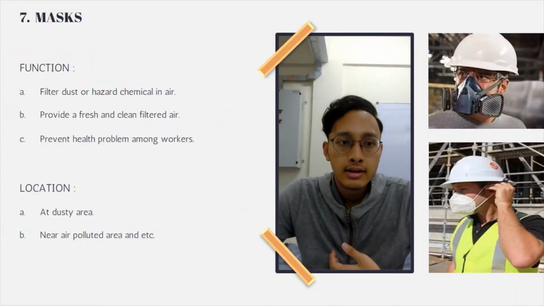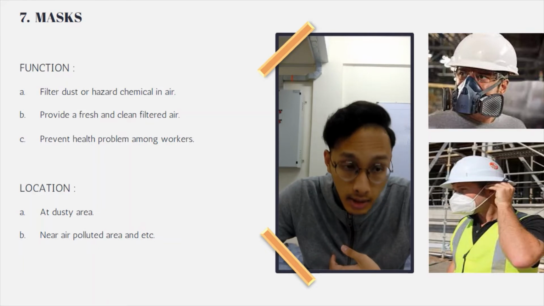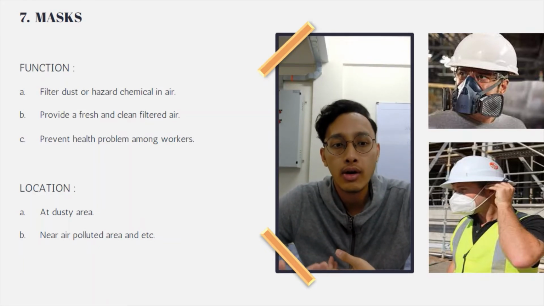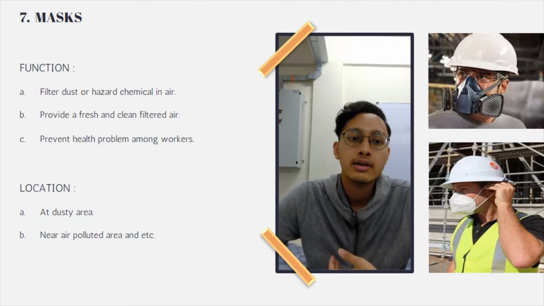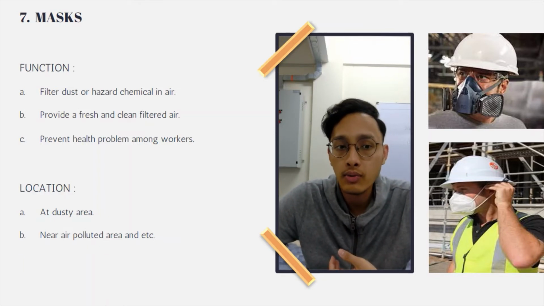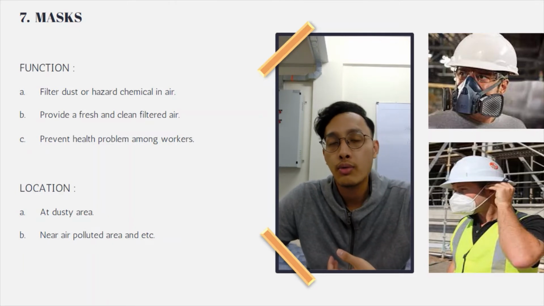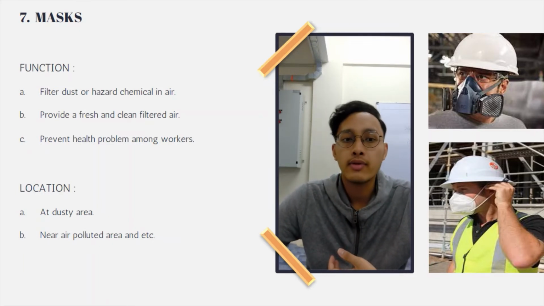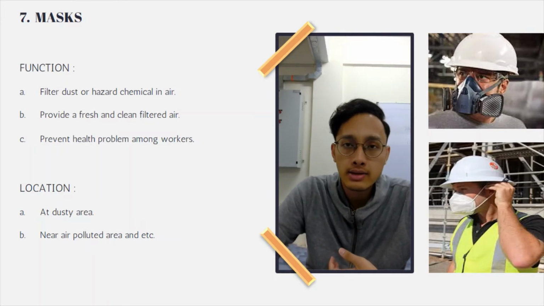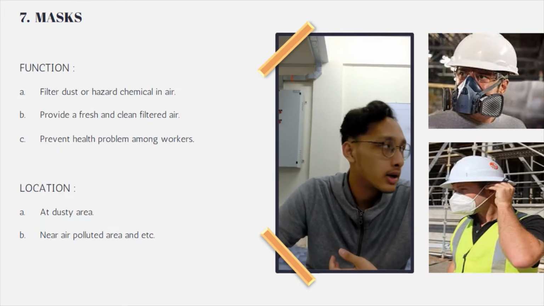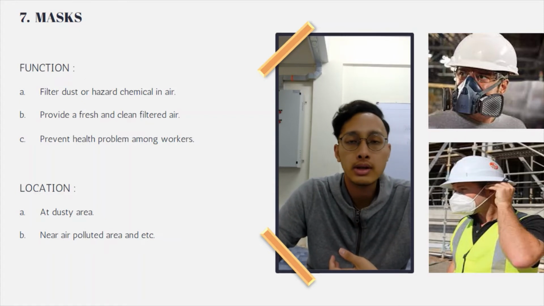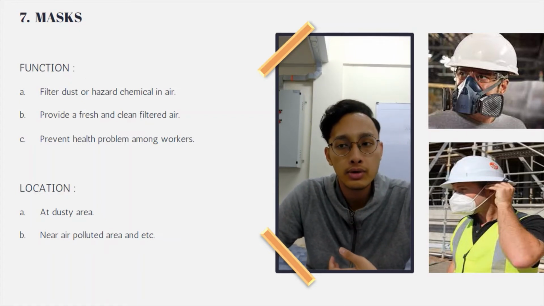Okay, the next is the mask. The function of the mask is to filter the dust or hazardous chemicals in the air. It also provides fresh and clean filtered air to the workers or users who wear the mask. It also prevents the workers from health problems. This mask is more suitable to be worn at a dusty area or near a polluted area. So we go to the next slide.